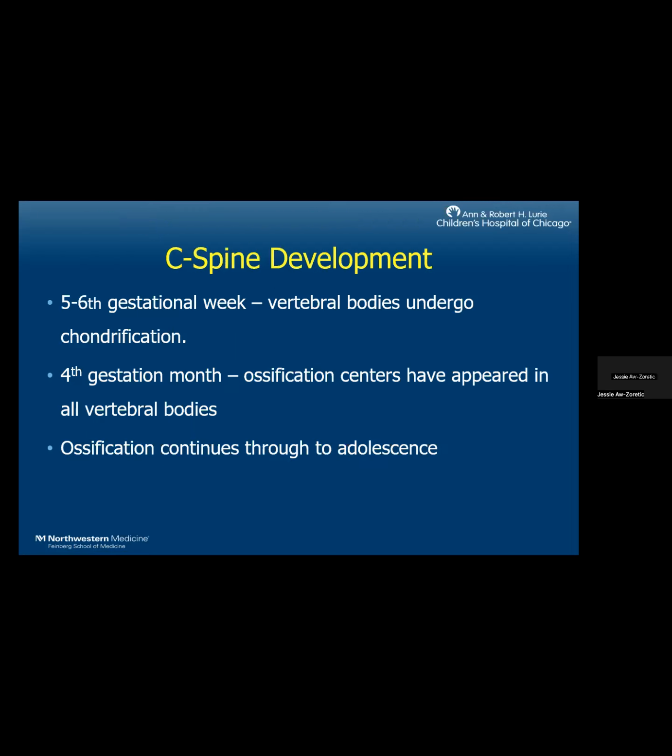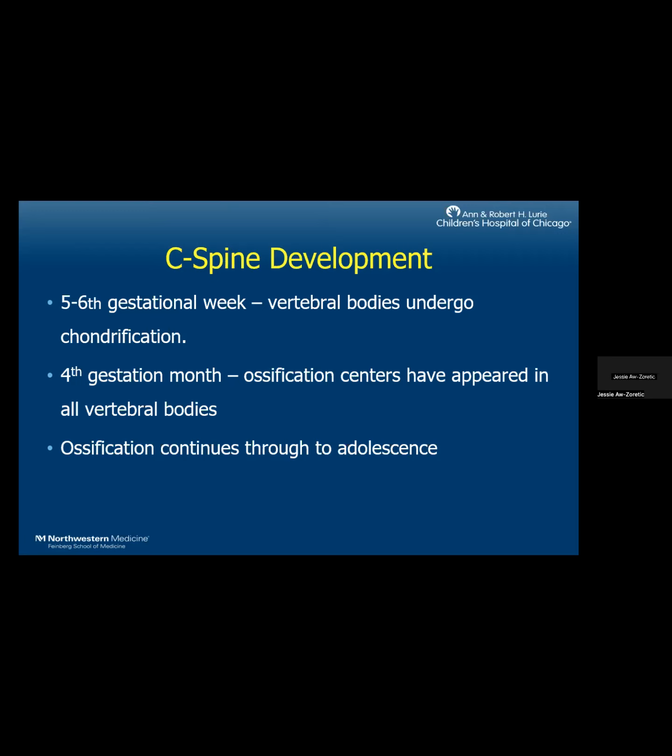So how does the C-spine come into form? It starts very early in utero. From the 5th to 6th gestational weeks, the vertebral bodies undergo chondrification. Then about the 4th gestational month, the ossification centers start to appear in all the vertebral bodies. Quite surprisingly, the ossification continues throughout adolescence into young adulthood. So vertebral bodies develop from cartilage, then into bone.